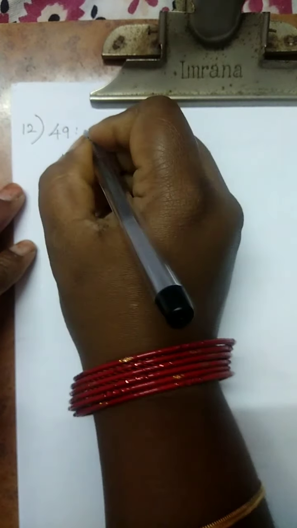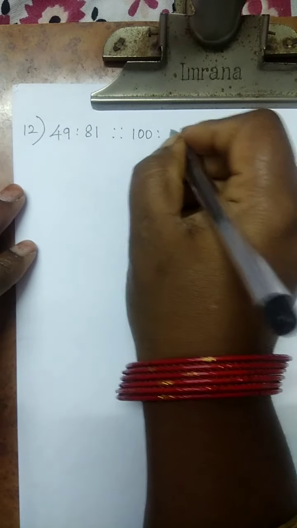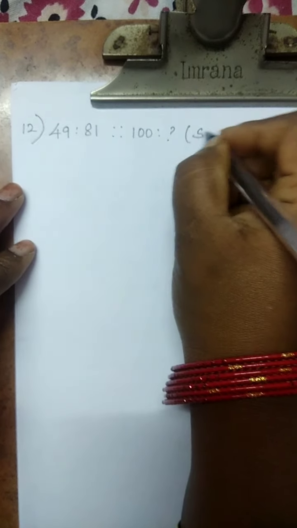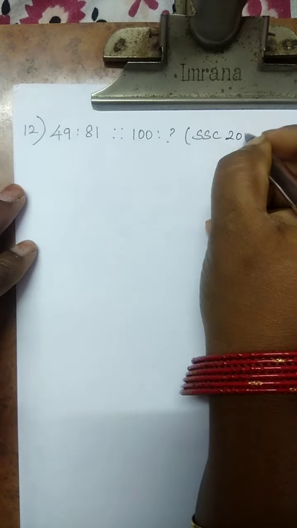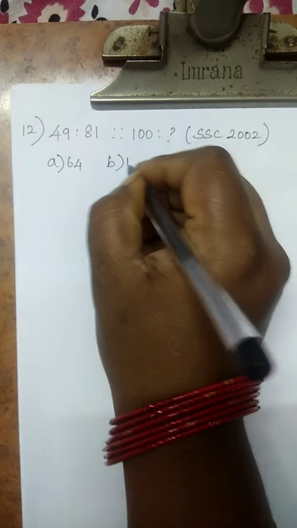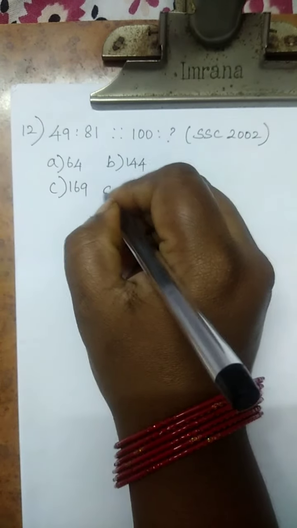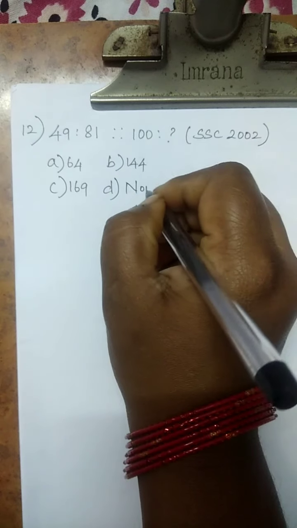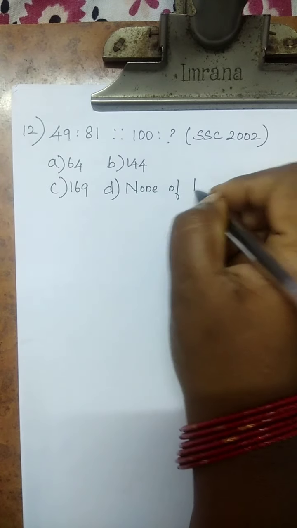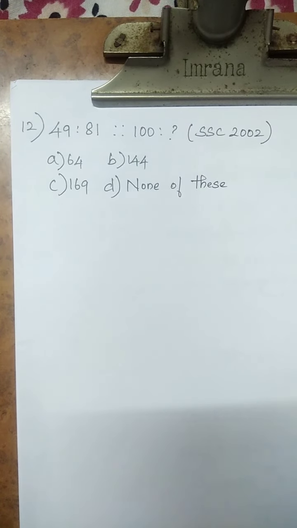49, 81, 100, then question mark. And this question was asked in SSC exam 2002. And the options are A 64, B 144, C 169, and then D none of these. This is the easiest sum. You can find the answer easily.